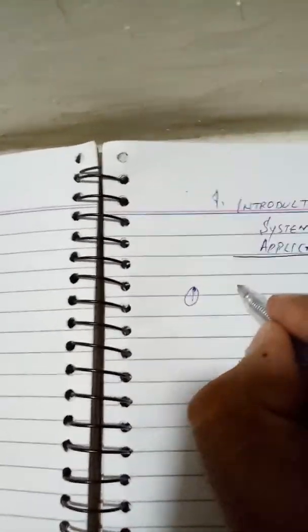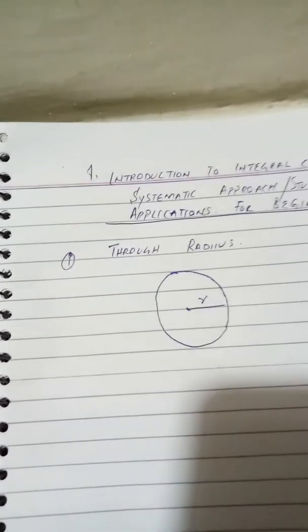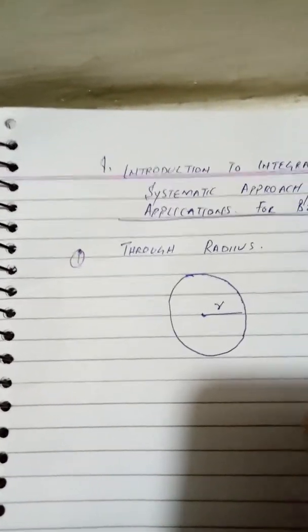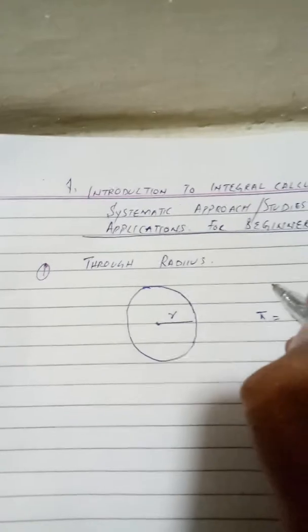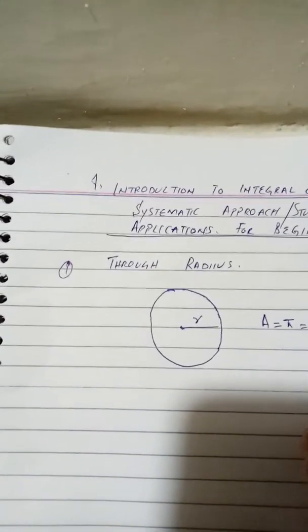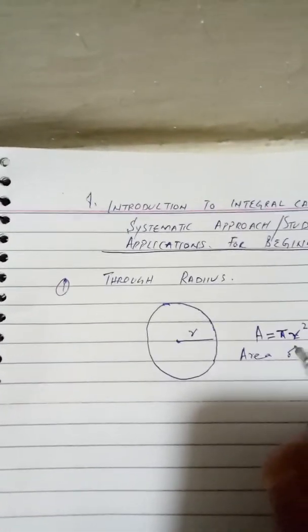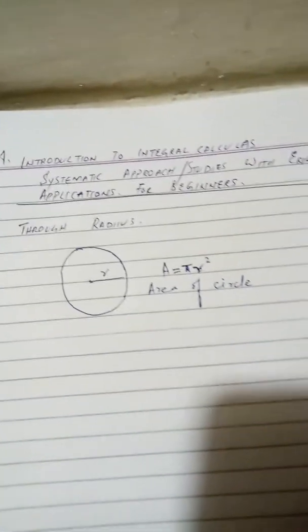The first approach is through the radius. If we have the circle over here, for example, and the radius is here, and pi is for the area of the circle, area is equal to pi r square. So that is the area of a circle, and this is the formula.